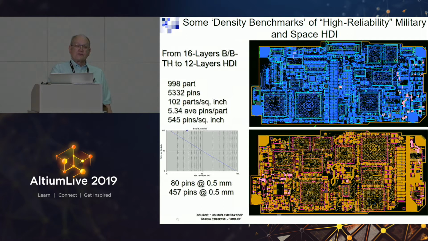They tried to do this with mechanically drilling blind vias, which, talk about costing a fortune. There are 996 parts, 5,332 pins, it's 102 parts per square inch, 5.34 average pins per part, and 545 pins per square inch. So that's the log scale where it's sitting.